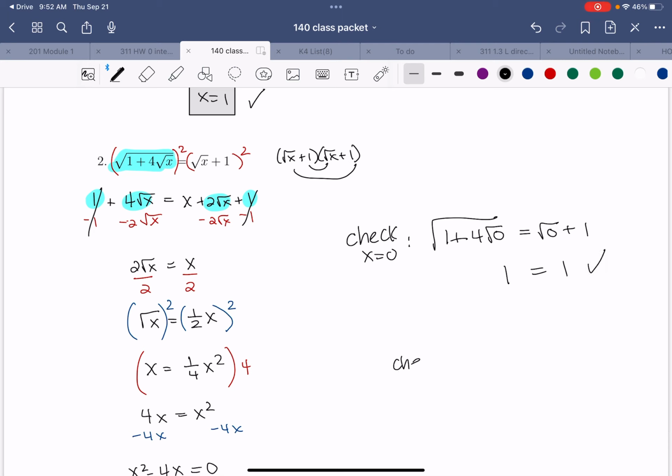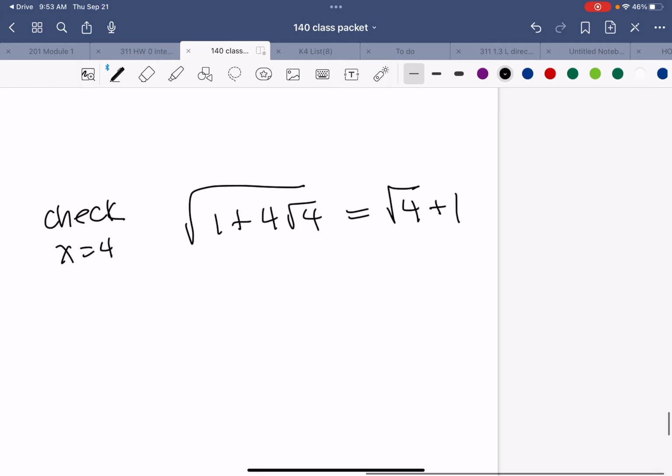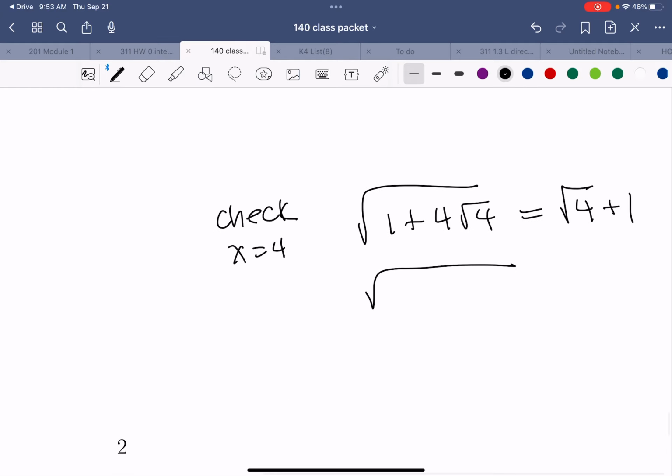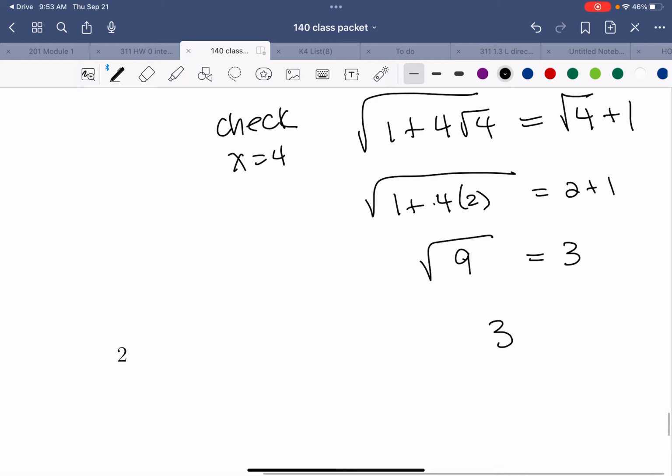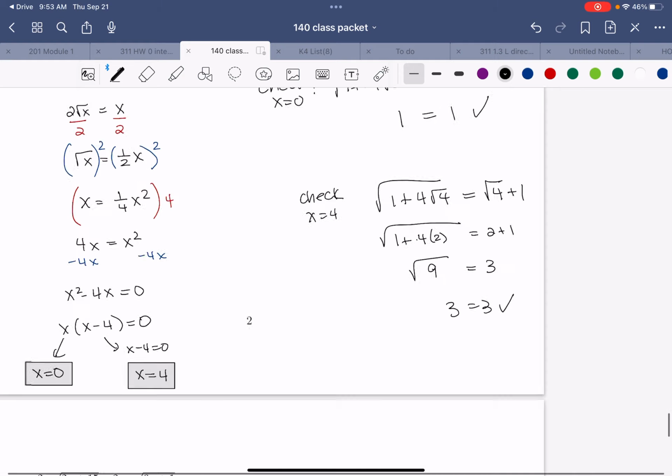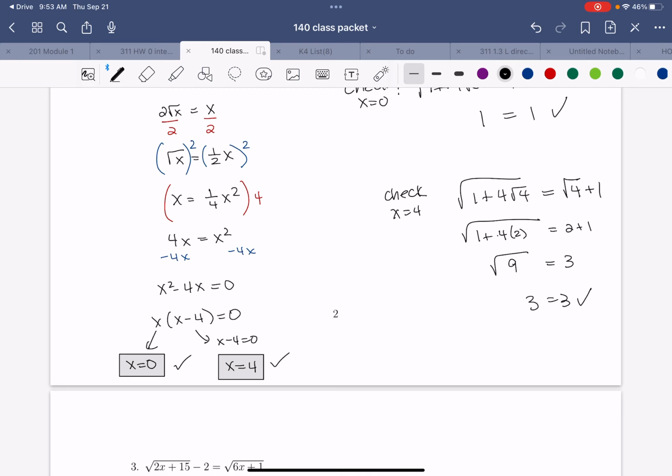Then let's check our x equals 4. So we want the square root of 1 plus 4 root 4. And that should be equal to the square root of 4 plus 1. So if we do that, this is the square root of 1 plus 4 times the square root of 4, which is 2. 2 plus 1. Then this is the square root of 4 times 2 is 8 plus 1 is 9. And 3 over here. And that does turn out correctly. So they are both solutions, and those are both good to go.